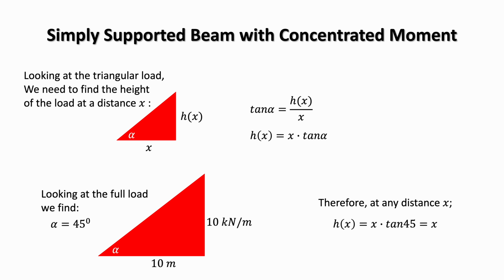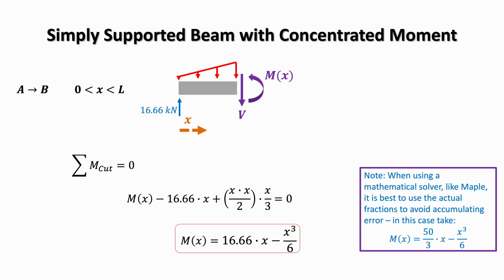Substituting this value gives us that the height at any location x equals x tan 45, and that works out as x. Therefore, at any distance x along the beam, the load intensity is simply equal to x kilonewtons per meter. This expression for h allows us to write the distributed load mathematically and is essential for forming the bending moment expression in the next step. So back to our free body diagram.